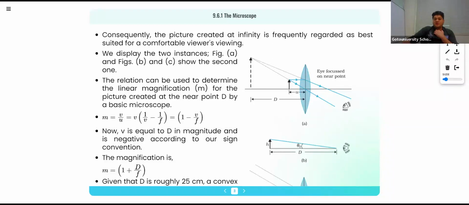And among the optical instruments, we have a simple pendulum. What is the meaning of simple pendulum? Sorry, not pendulum, simple microscope. Not pendulum, simple microscope. What is the meaning of simple microscope?